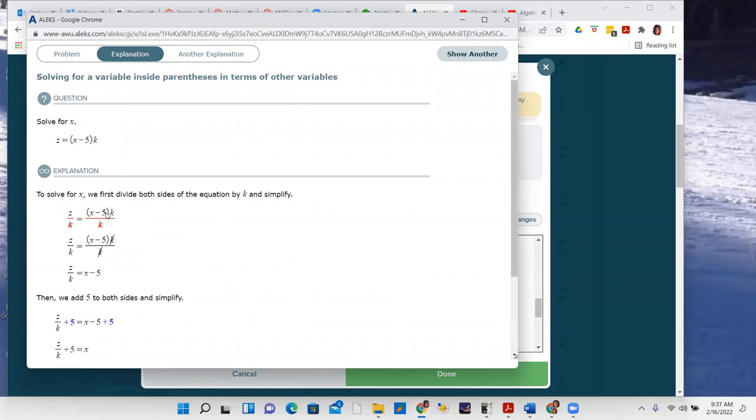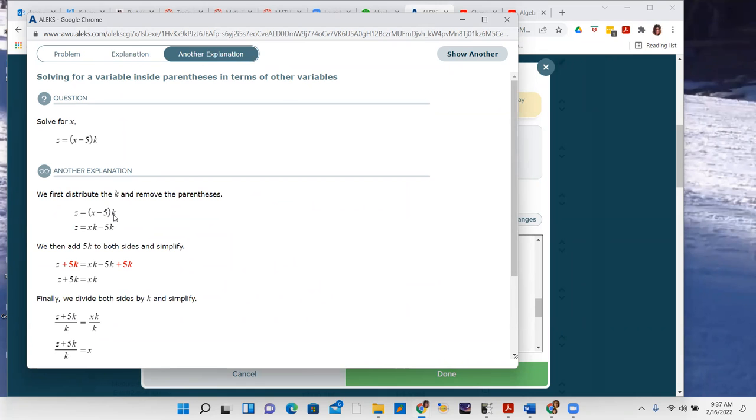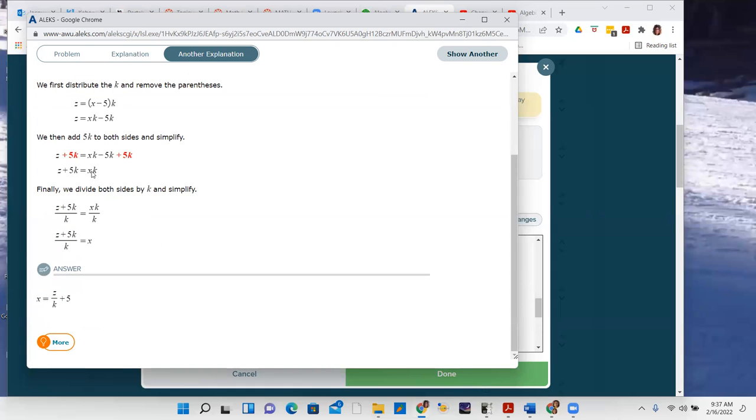So this is one way to start by getting rid of that second factor. The other way is to distribute, multiply the k times each term inside. So you get x times k minus 5 times k. And again, we want to get the x by itself. So you can add 5k to both sides. And then here you have x times k, so you can divide both sides by k.